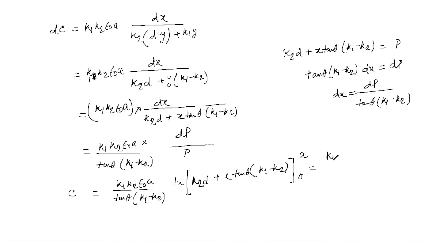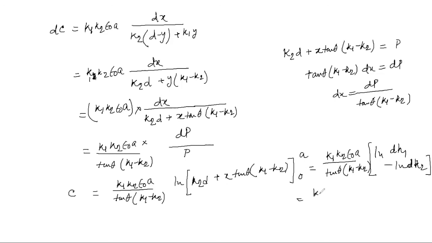So this is K1 K2 epsilon naught A divided by tan theta times K1 minus K2, ln. If you put the value of A here, X is A, so A tan theta must be D, right? So A tan theta will be D. So basically D K1 minus D K2, so D K2 gets cancelled, and it is only left with D K1, correct? So this is D K1 minus, if you put 0, D K2, okay, this is D K2.